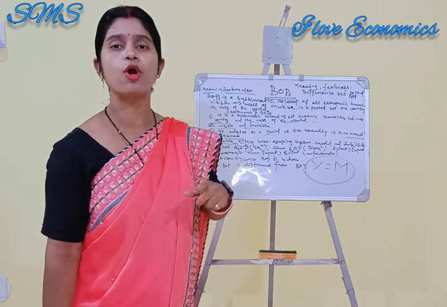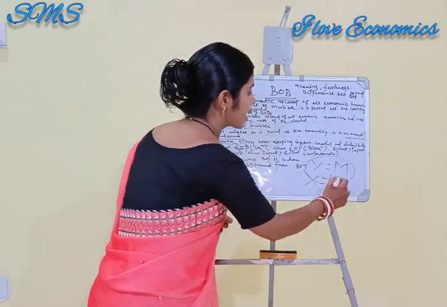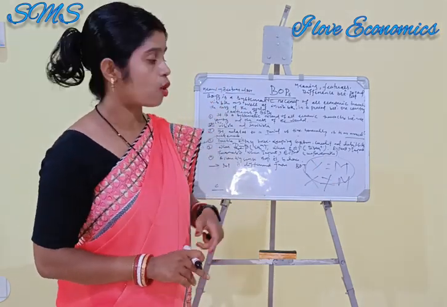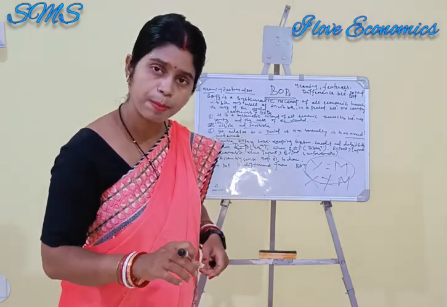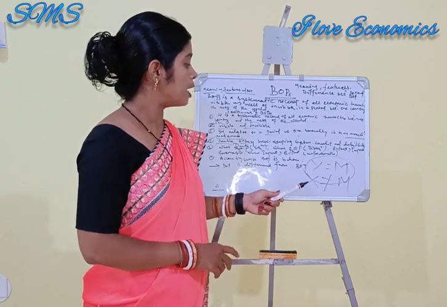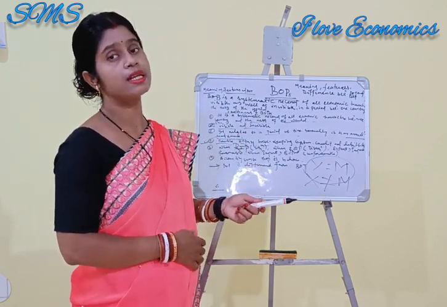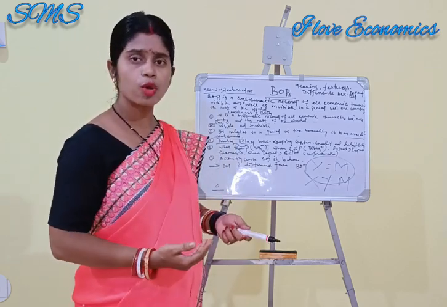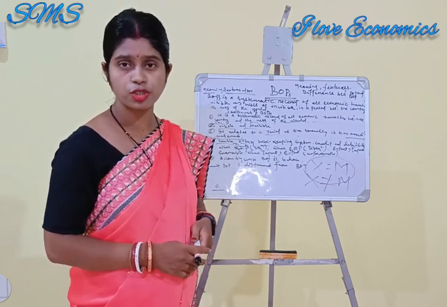When export is not equal to import, that means X is not equal to M, the balance of payment is unbalanced. So export equal to import means the balance of payment is balanced, otherwise known as equilibrium in balance of payment. When export is not equal to import, this is known as disequilibrium balance of payment. Your disequilibrium is also divided into two types: one is surplus, another one is deficit.